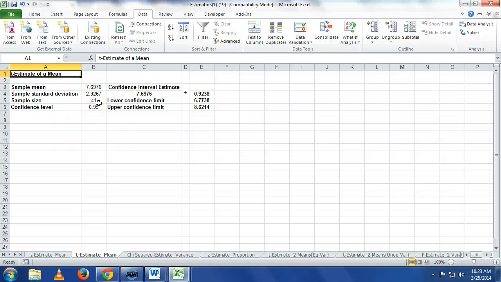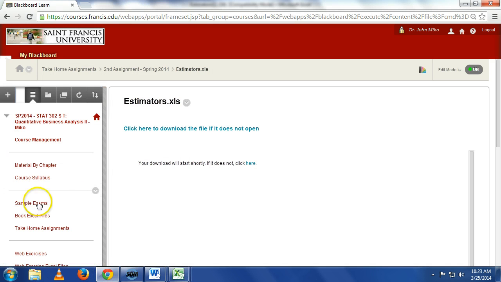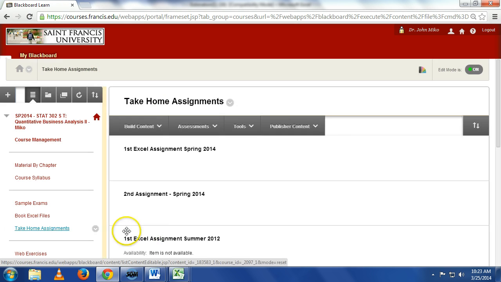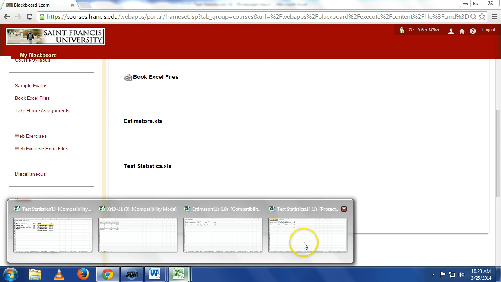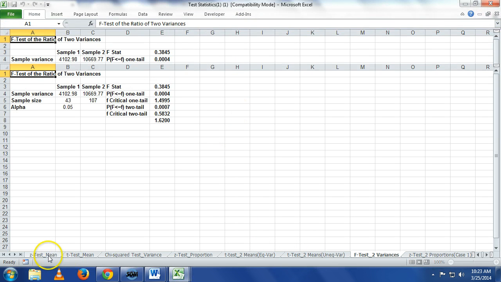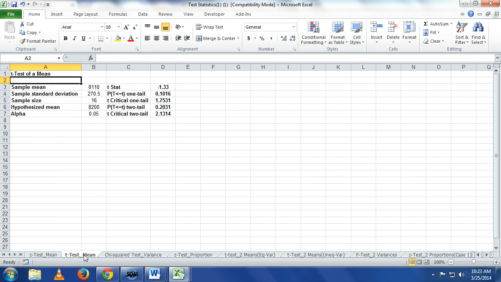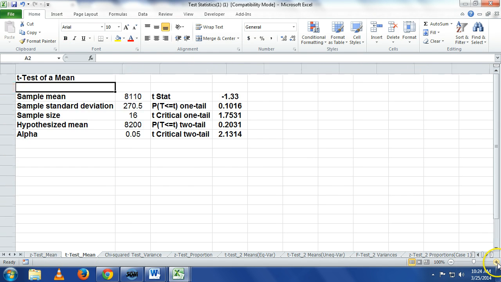Did it give me the population standard deviation anywhere? No. So I have to use the sample standard deviation. And if I use the sample standard deviation, I have to use what curve? Not the z curve, but the t curve. So going back here, if I go to material by chapter, take-home assignments, second assignment, spring 2004, test statistics, because this is a hypothesis test, I'm going to bring up that file, test statistics. I don't want to do z-test mean. I want to do t-test mean, right? You guys just told me I'm going to use the t-curve.